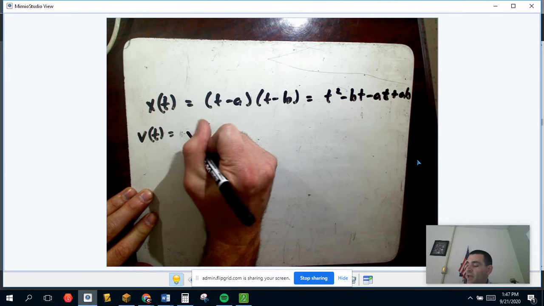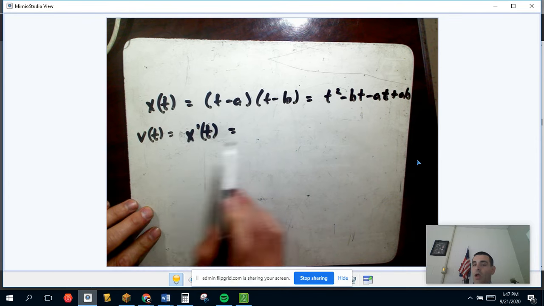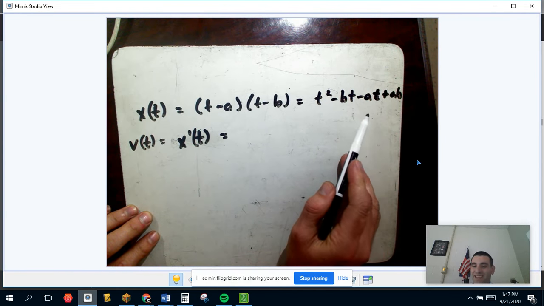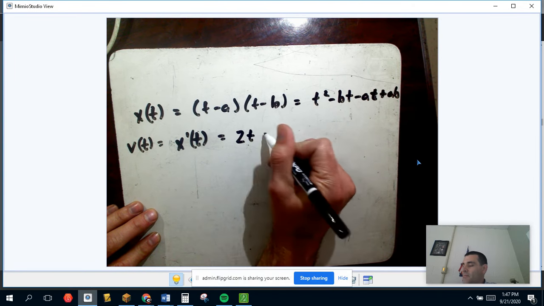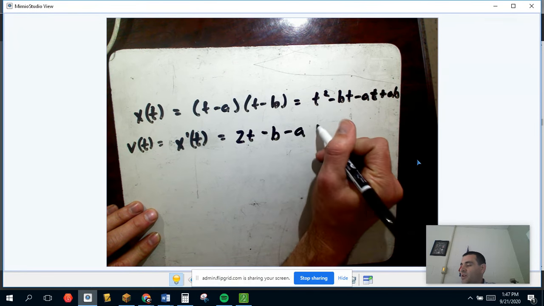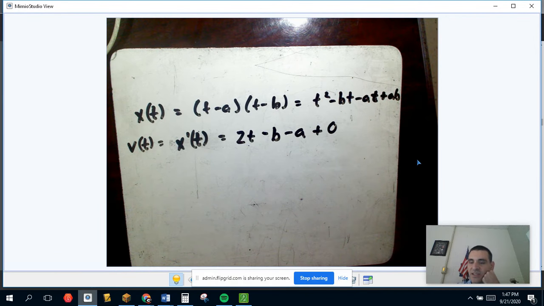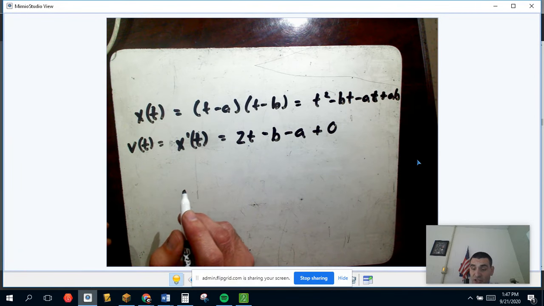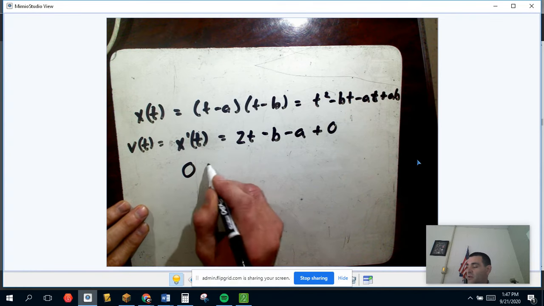I'm going to try to write that legibly. Taking the derivative with respect to t, where a and b are constants, we'll have 2t minus b minus a plus 0, if you think about those being constants. And again, you've studied, you're ready for the AP exam. So you know a particle's at rest when the velocity is 0. So we'll let our velocity be 0, which is this function.